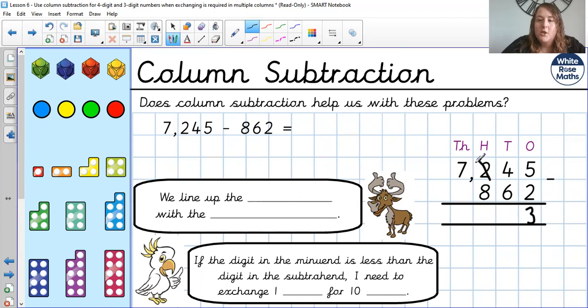So I need to exchange my 2, leave a 1 there, and pop a 1 next to my 4. So I've now got 14 tens. So 14 take away 6, or 6, 7, 8, 9, 10, 11, 12, 13, 14, leaves me with 8. Then my 1 now, my 100 that we have left, take away 8, can't do. So I'm exchanging for my 7, leaving a 6, and popping a 1. So I've now got 11 hundreds. And 11 take away 8 is 3. And finally, my 6,000s, take away nothing, is still 6. So our answer is 6,383.